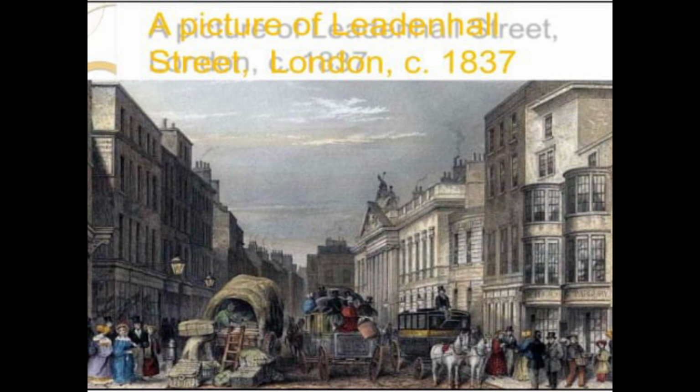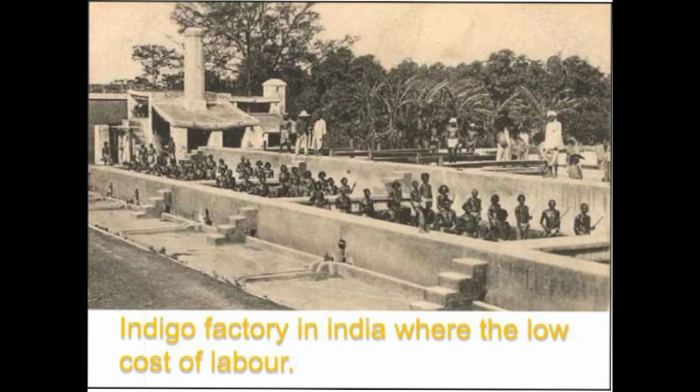This is a vision from London. All these people had great demand for Indian cloth, Indian color, because it was of very good quality. Indian factory, indigo preparation, where the labor toiled hard and the wages paid to the labor were too low.